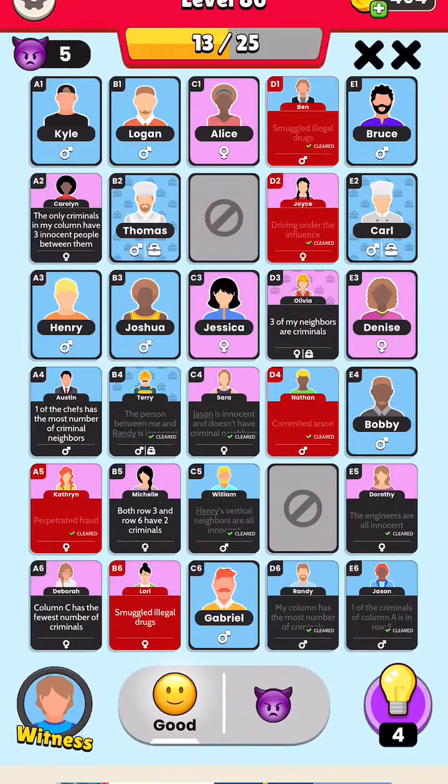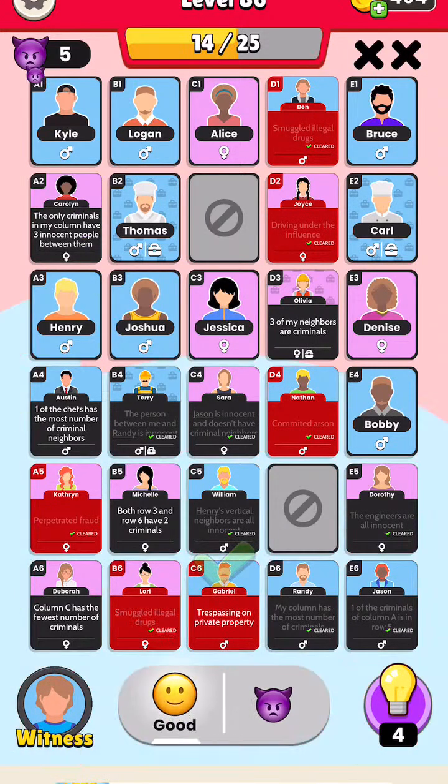Okay. 2 chances for 150 coins. Sure. Won't kill me. Column C has the fewest number of criminals. Both row 3 and 6 have 2 criminals. So 3. Okay, so Gabriel's a criminal. Got it. And then row 3 has 2 criminals, and she says 3 of her neighbors are criminals. So we have Joyce, Nathan. So it's either Denise, Bobby, or Jessica, or Carl.